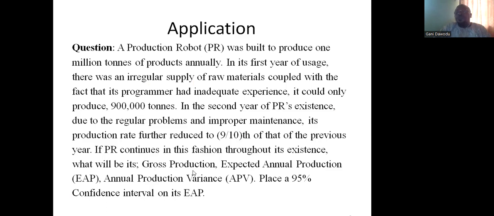Now, the questions are: one, what will be its gross product throughout its existence? Two, what will be its EAP, expected annual production? Three, what will be its annual production variance? Four, how will you place a 95% confidence interval on its EAP?